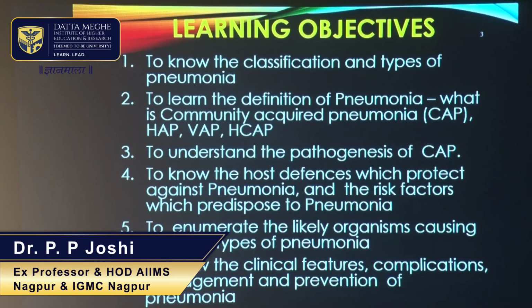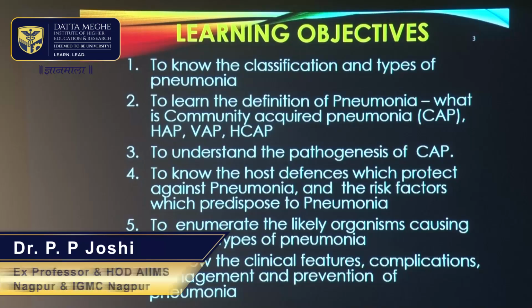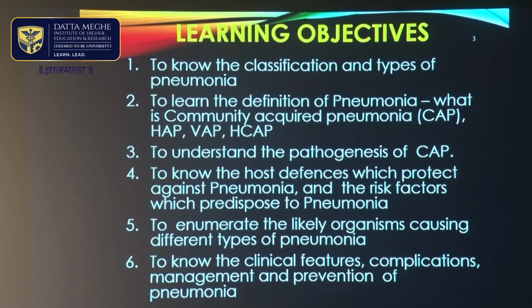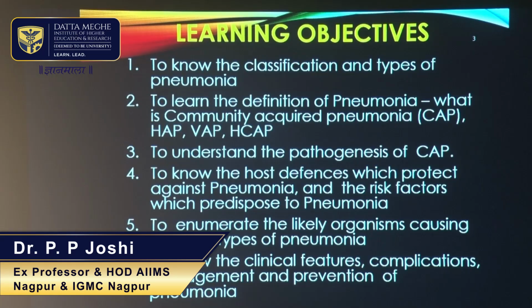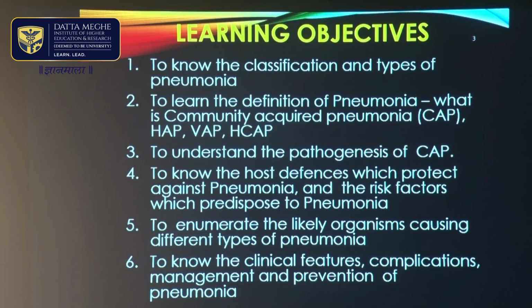The learning objectives are to know the classification and types of pneumonia, to learn the definition of pneumonia, what is community acquired pneumonia, what is hospital acquired pneumonia, ventilator associated pneumonia, and healthcare associated pneumonia, and to understand the pathogenesis of community acquired pneumonia and pneumonia as such, and to understand the host defenses which protect against pneumonia and the risk factors which predispose to pneumonia, and to enumerate the likely organisms causing different types of pneumonia, and to know the clinical features, complications, management, and prevention of pneumonia.